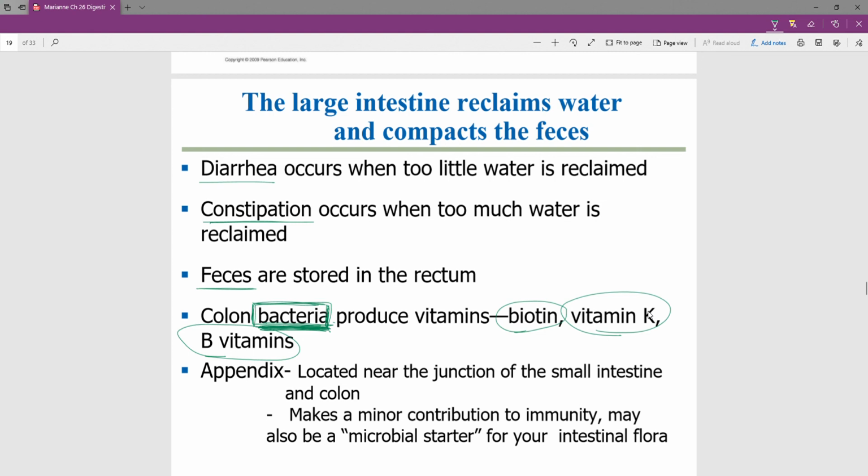Your appendix is located at the junction of the small intestine and the large intestine, sometimes called the colon. It makes a minor contribution to immunity, apparently. I'm definitely a test case for this. I am the experimental group because I do not have an appendix. So the idea used to be that it was just a vestigial structure, a holdover from a previous version of a digestive system. But really, maybe it does have a bit of a starter kit. So it's a microbial starter potentially for that bacteria, that microflora that's important for your health and wellness, the microbes that live in your intestines.